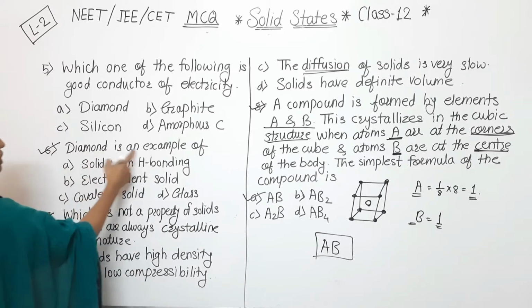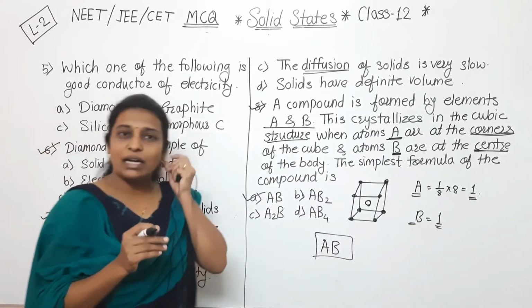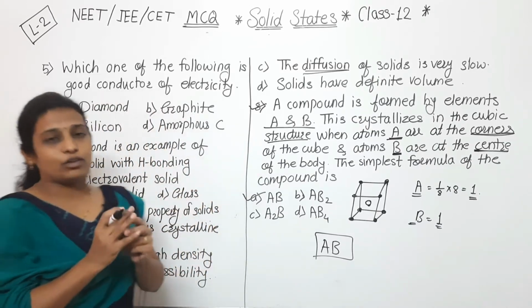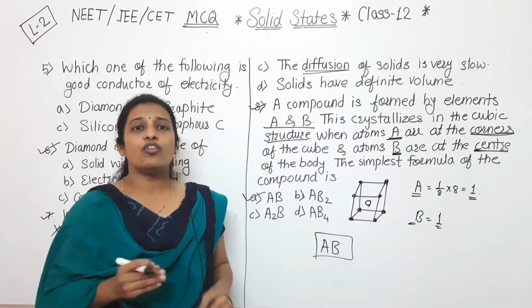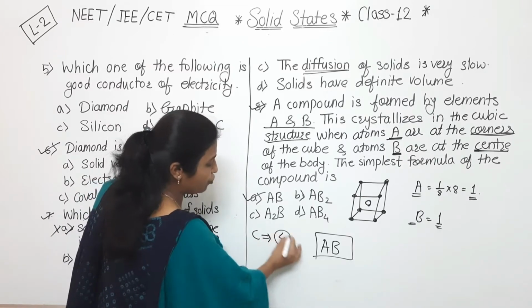Next one: diamond is an example of. As we know, diamond's main element is carbon, because diamond is an allotrope of carbon. If we consider carbon, it comes under the covalent solids, because in carbon's outermost shell there is a presence of 4 electrons.